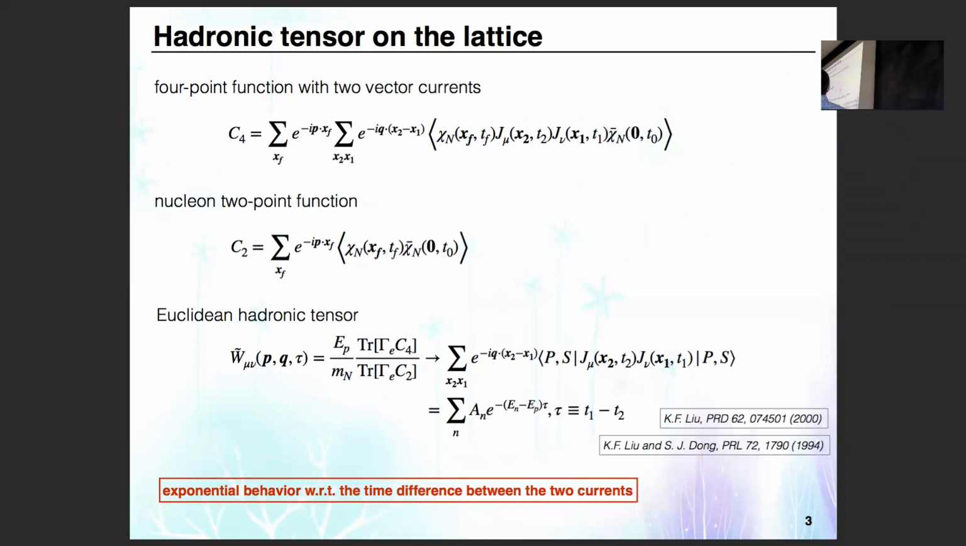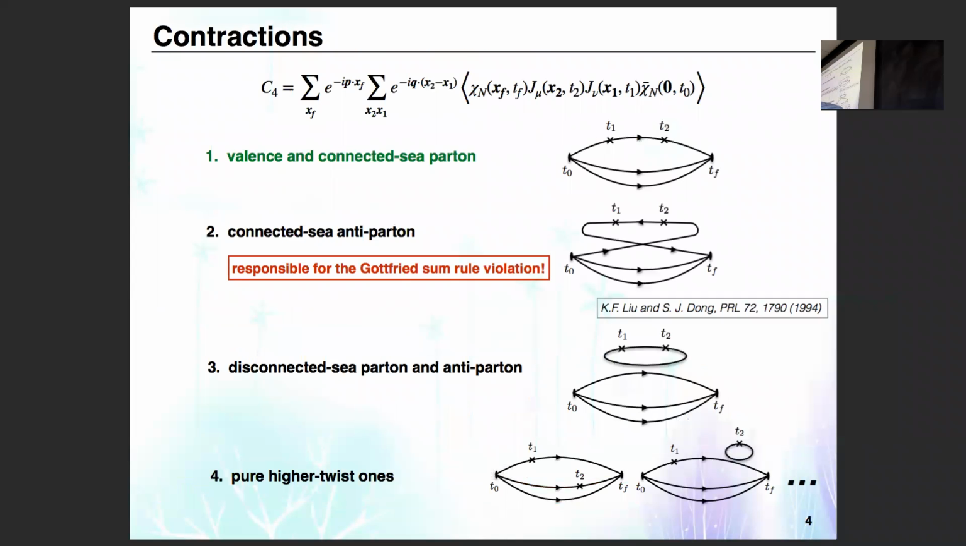So the main point is, we need to calculate this four-point function, which is, I think, the first time that people are trying to do. To calculate this four-point function, of course, there are different ways to do the contractions. On one hand, we need to add up all the contractions to get this final matrix element, but on the other hand, different kinds of contractions are actually different degrees of freedom, which can tell us more about the physics.